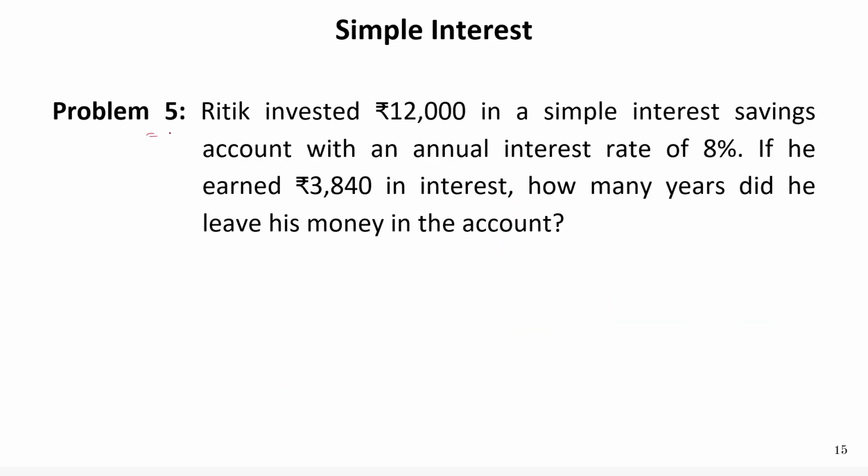So let's see problem number 5. Ritik invested 12,000 in a simple interest savings account with an annual interest rate of 8%. If he earned this much in interest, how many years did he leave his money in the account? So he invested this much, so this is equal to P. Simple interest with an annual interest rate of this much, so R is equal to 8, right? He earned this much in interest, so SI is equal to this.